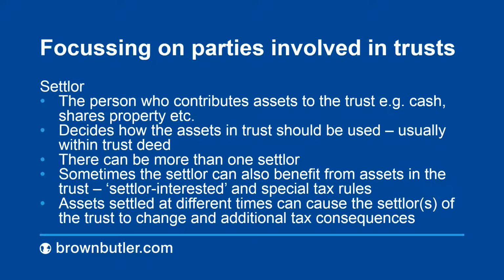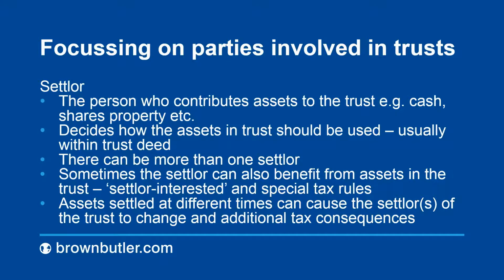So here you could have joint settlors where, for example, you have a husband and wife that jointly own assets and they're both wanting to put their 50% share of those assets into a trust for their children and grandchildren. Sometimes a settlor can also benefit from the assets in the trust, and in those situations it's known as a settlor interested trust. Special tax rules and anti-avoidance rules apply, and often it means that the settlor continues to be taxed on those assets, subject to special rules.